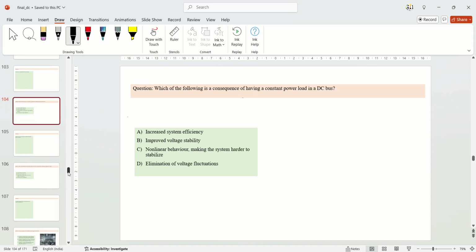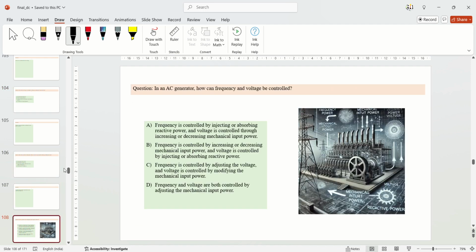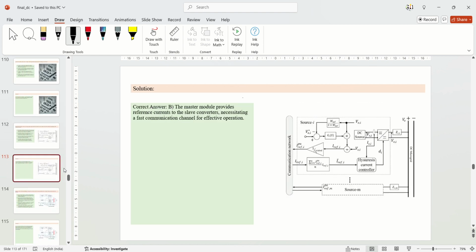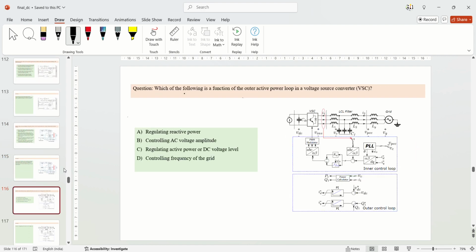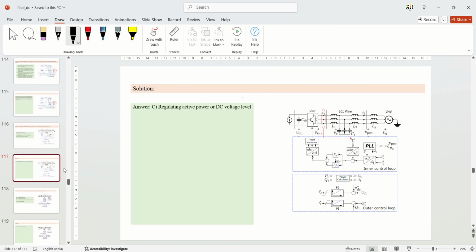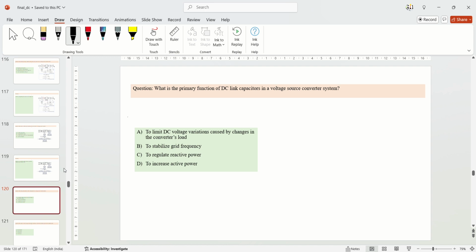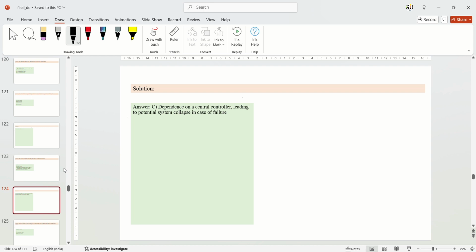This is a small question related to key factors ensuring filter components and the frequency and voltage control, and this is regarding the power balance. This is a master and slave configuration. This is related to droop control. These are topics you have to prepare. This is a question related to the outer active power loop control in the VSCs, and this is the Q axis control in the vector control. One question can be found related to the DC link capacitor in the VSCs: what is the major functionality of that, and which bus is responsible for maintaining the excess power demand in the system?